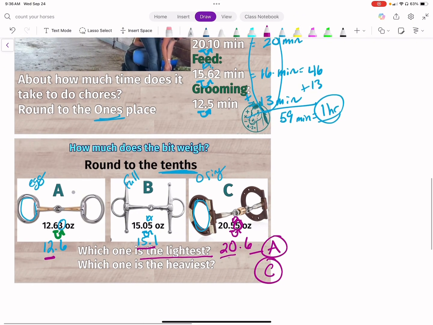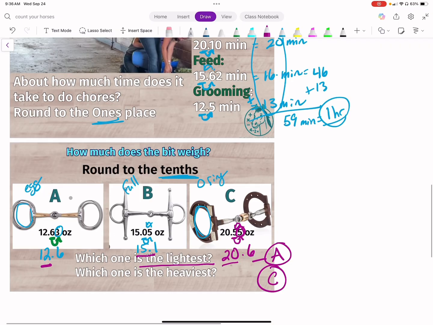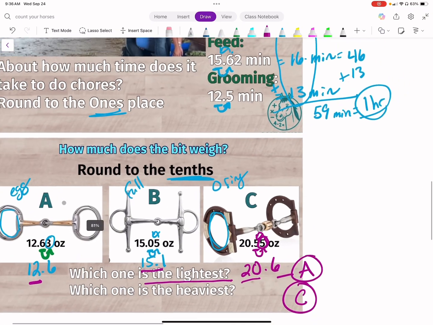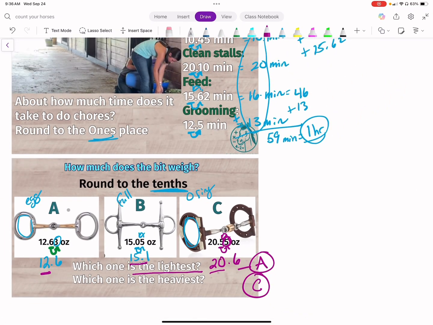Very good. Well, now I challenge you guys to go out to the barn and see how can you use rounding when you go out and do things to save yourself some time and some brain space.